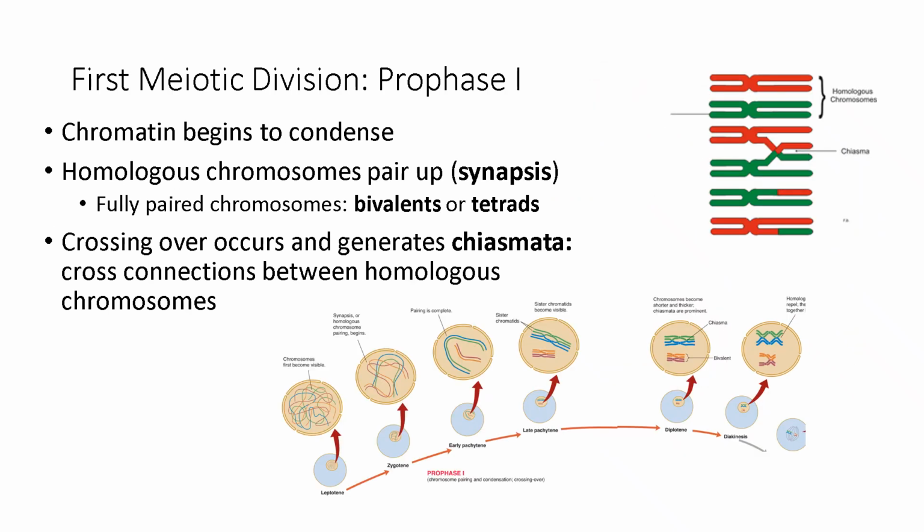In prophase I of meiosis, chromatin begins to condense, and homologous chromosomes pair up in a process called synapsis. These fully paired chromosomes are known as bivalents or tetrads. At this stage, crossing over occurs, resulting in chiasmata, cross-shaped structures where homologous chromosomes exchange genetic material. This genetic recombination is crucial for creating genetic diversity in gametes.